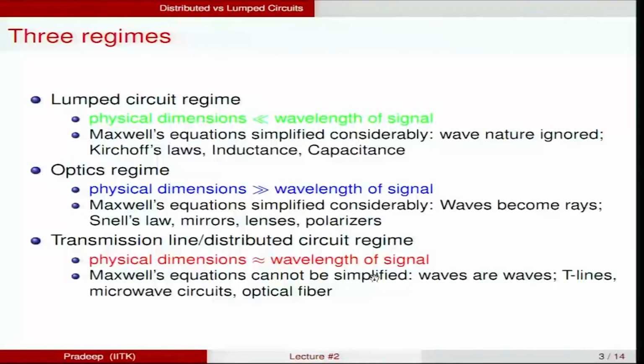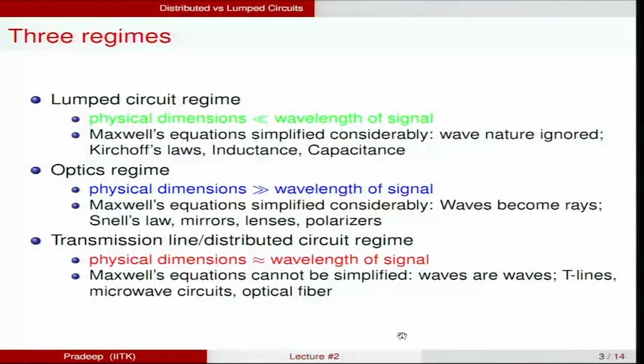Now what does it mean to us? It means that Maxwell's equations cannot be simplified. You have to treat this piece of wire as a transmission line which carries waves. Waves cannot become rays, and the wave nature cannot be ignored. Waves remain waves. This is where we actually have transmission lines, optical fiber, and microwave circuits, all in this one regime.